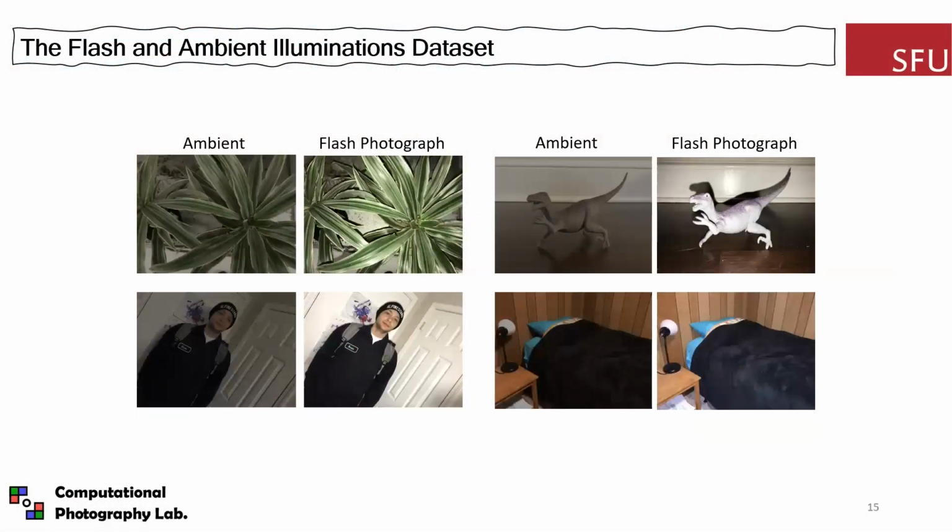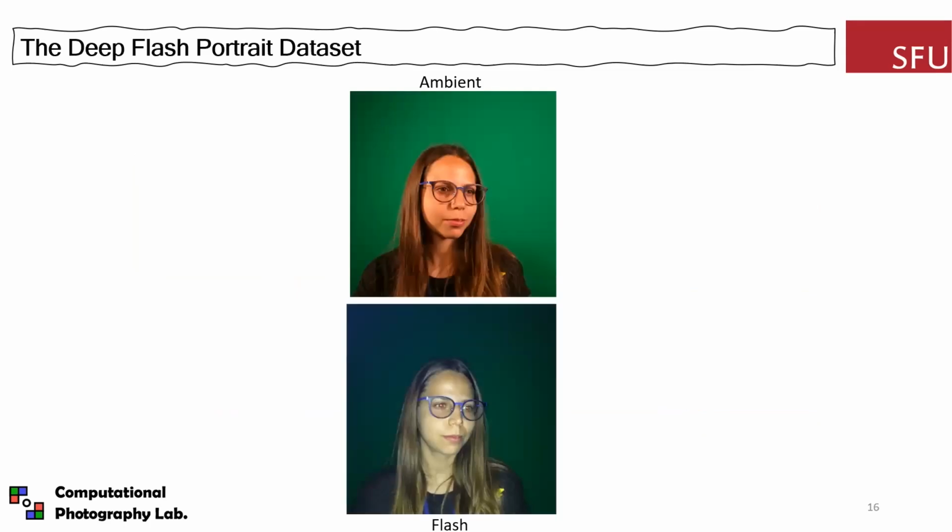We combine and prepare three different data sets. Now let's take a look at them one by one. The flash and ambient illuminations data set has pairs of flash and ambient images from a variety of categories. DPD has pairs of flash and ambient portraits taken with a green screen background. We substitute this background with the indoor images from the fade dataset to make realistic looking photographs.